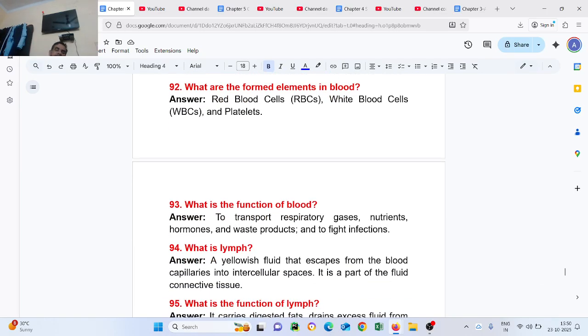Question number 93. What is the function of blood? To transport respiratory gases, nutrients, hormones, and waste products, and to fight infection.